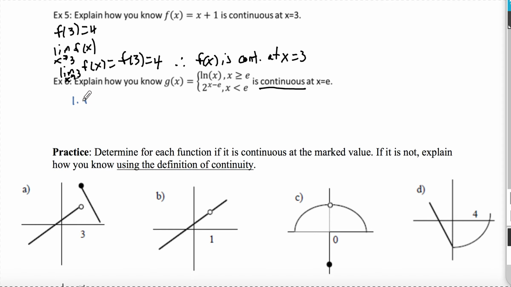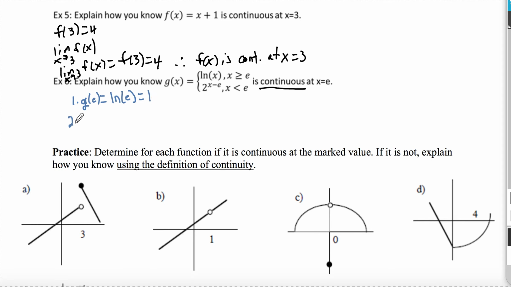1, does g of e exist? So we come over here. When x is e, which branch do I plug it into? The top one, because the top takes x is greater than or equal to e. So I would need natural log of e. If I want to evaluate g of e, natural log of e is saying e to what power gives me e? The answer is 1.